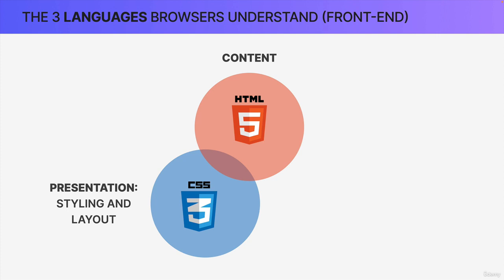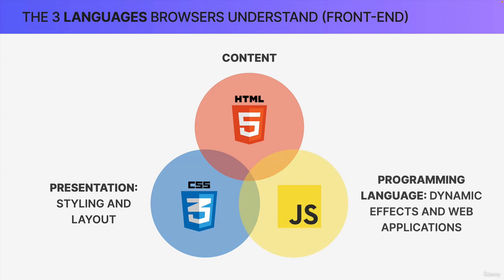And finally, we have JavaScript, which is the actual programming language of the front end. So it's the only programming language that browsers can actually understand. So JavaScript allows us to add dynamic and interactive effects to web pages. So we can use it to respond to user events, to manipulate the content or the CSS, to load data from web servers, and even to build entire front-end web applications.